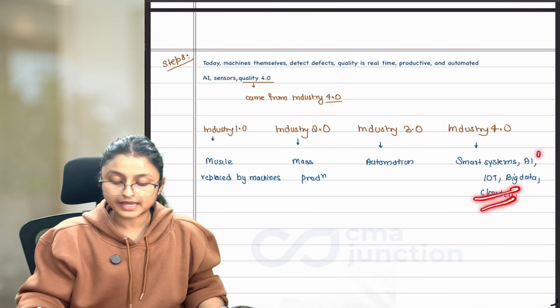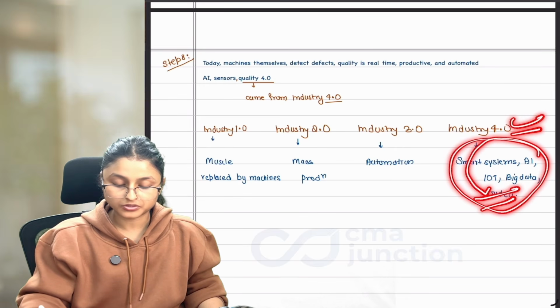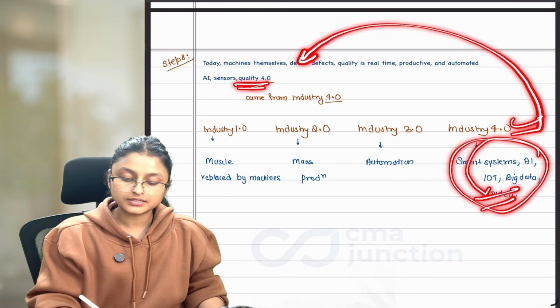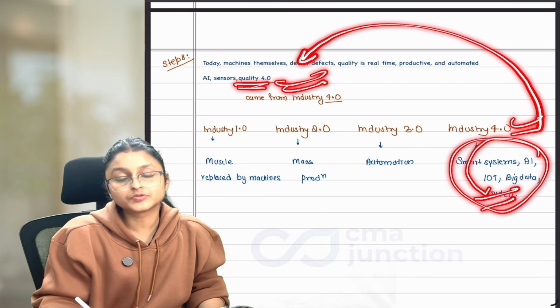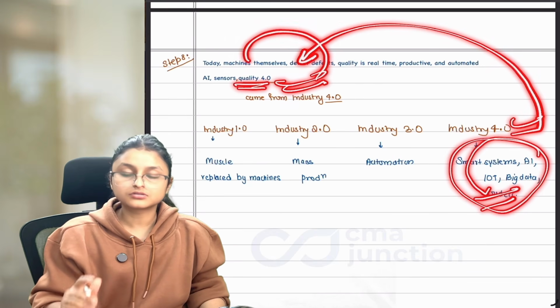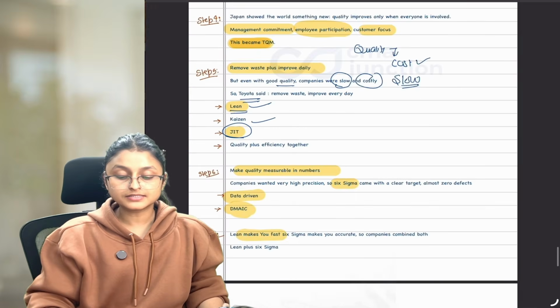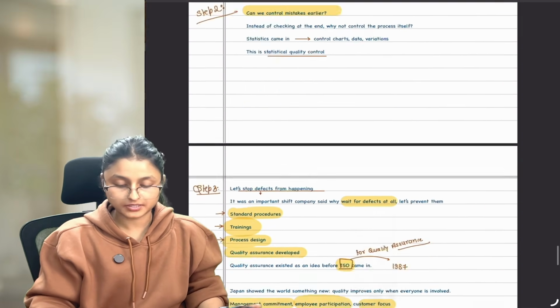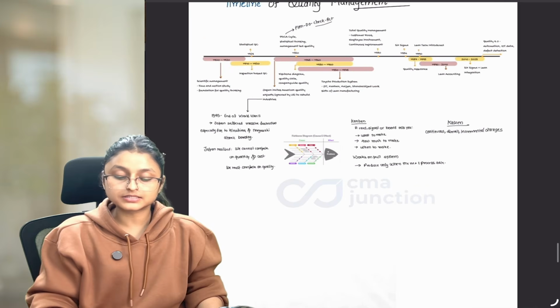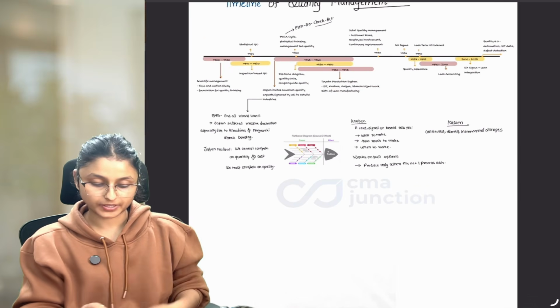And that is why, as this is Industry 4.0, the quality era or quality practices which we are following right now are also treated as Quality 4.0. Done. So these are the steps of evolution of quality management. Now let's see this timeline to understand this in a better way.